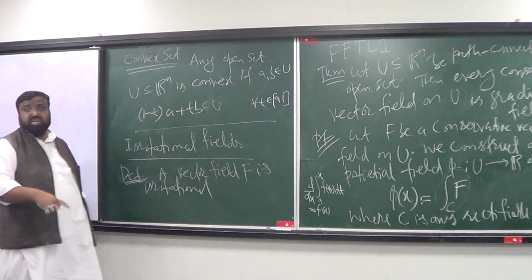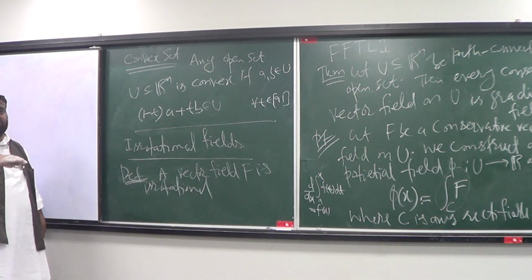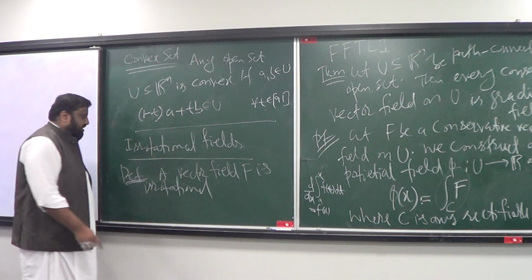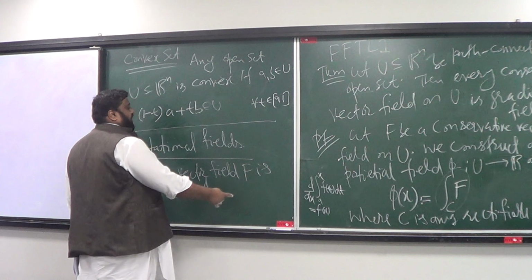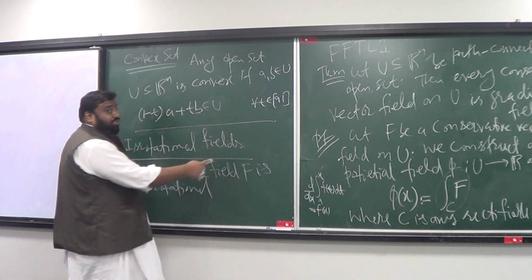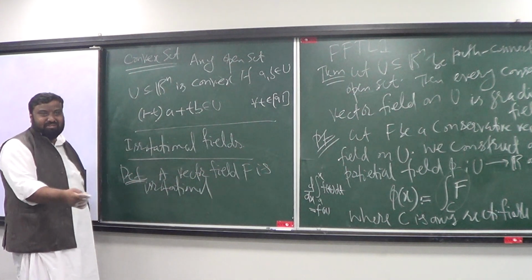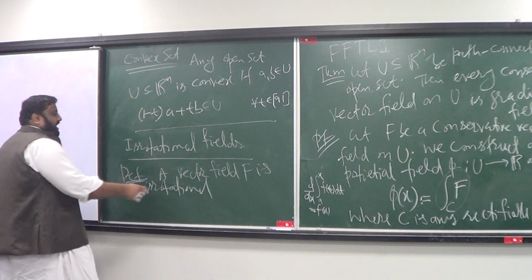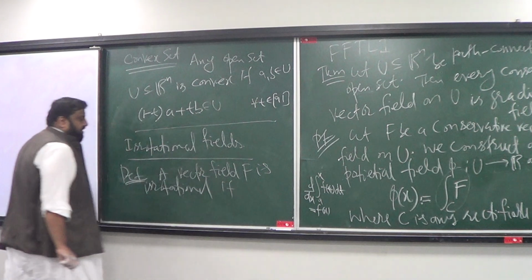Okay. Physically it means that it's not rotating, something precisely uniform. Maybe one obvious thing could be it's just constant, it doesn't change, something like that. Anyway, a vector field F is irrotational if this happens.